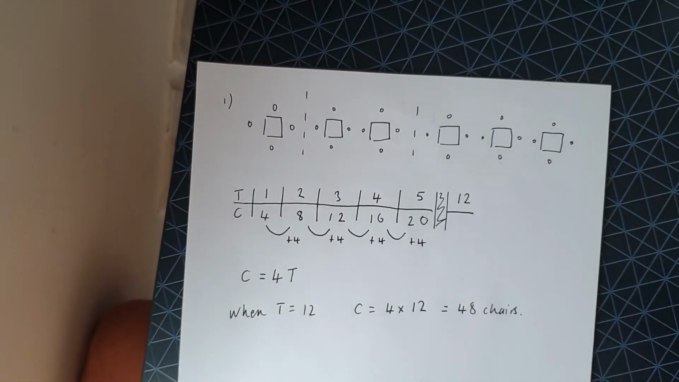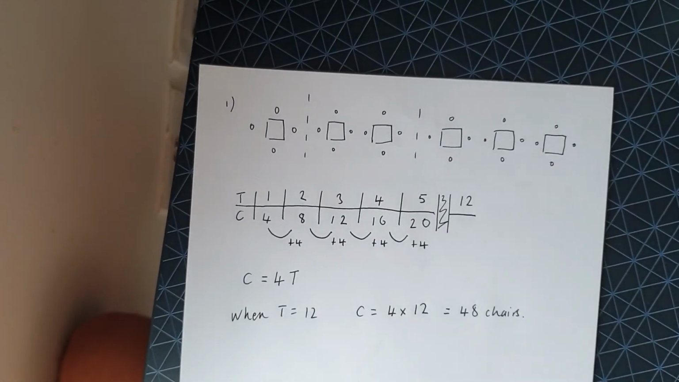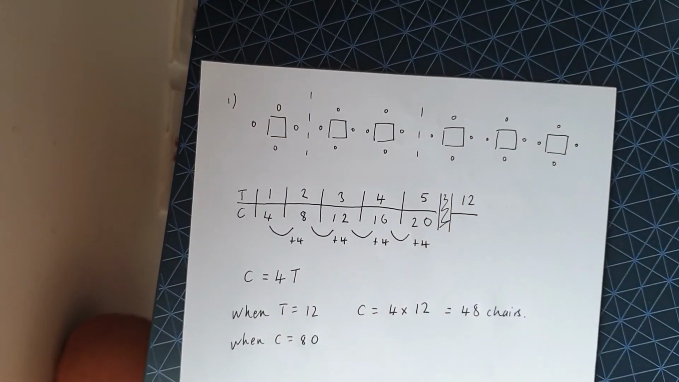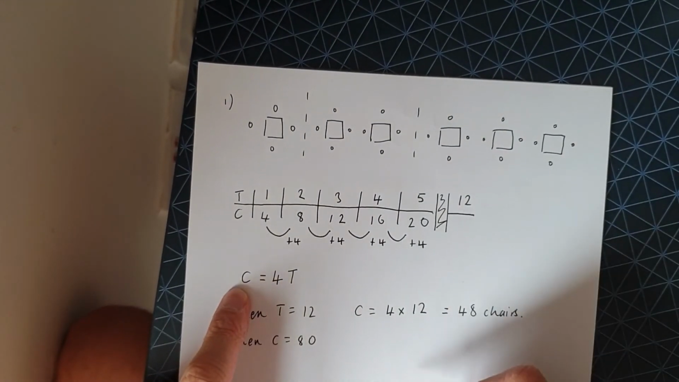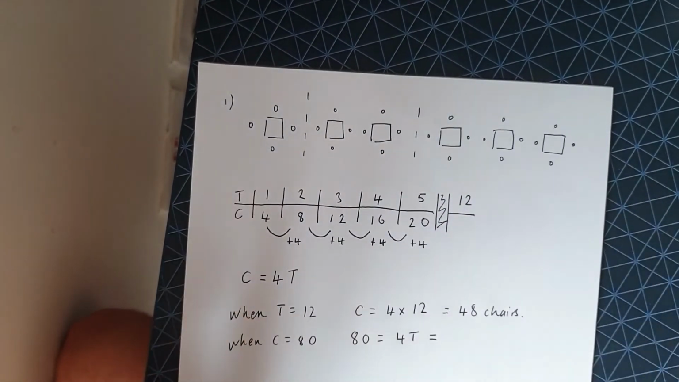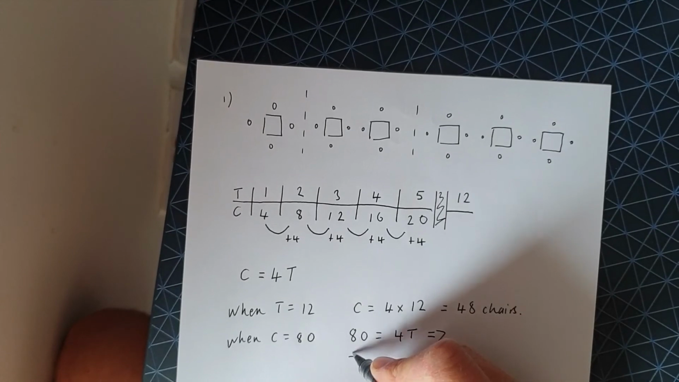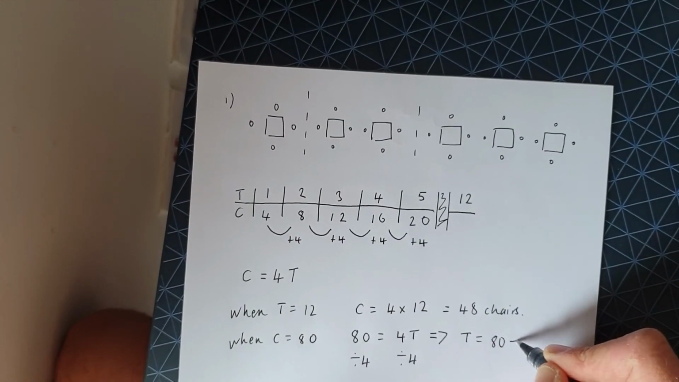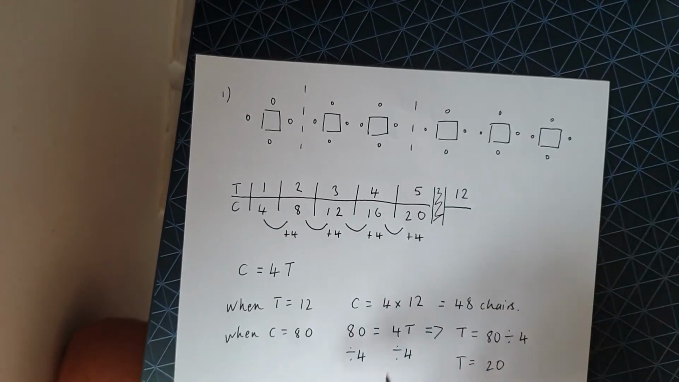And it works both ways, you know. So if, for example, I was told that I had 80 chairs, so when C equals 80, and I had to work out how many tables I needed, again, all I do is substitute into my formula. We're told that C is 80, so we replace C with 80, so we get 80 equals 4t. Again, we're solving this for t, so just divide both sides by 4 to get t on its own. So we get t equals 80 divided by 4, so we get t equals 20. So I would need 20 tables if I wanted to have 80 chairs.